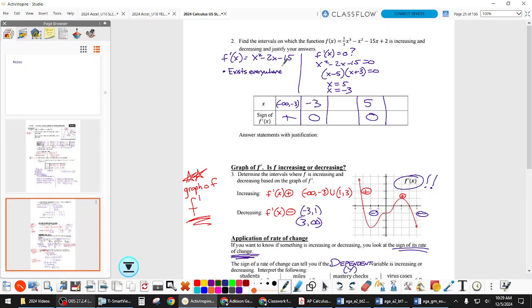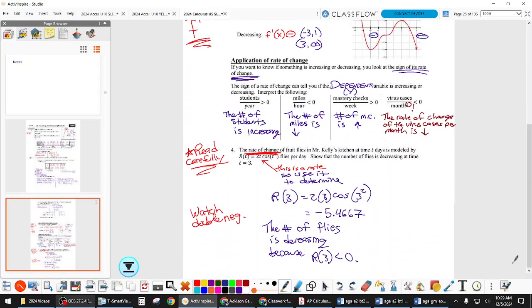The application, the big idea that came out of that is to read carefully. So let's read this one just to review. Can you see it okay? The rate of change of fruit flies in this kitchen is given by this function, and it's just r of t. But we have to know that even though there's not a prime, it's actually a derivative function, right? It's already a rate. So show that the number of flies is decreasing.